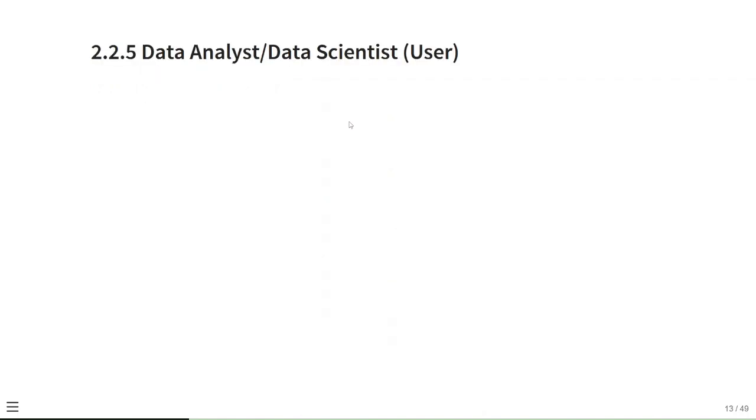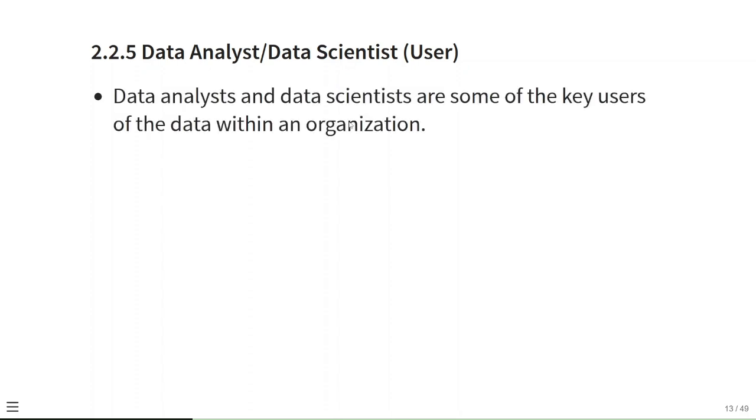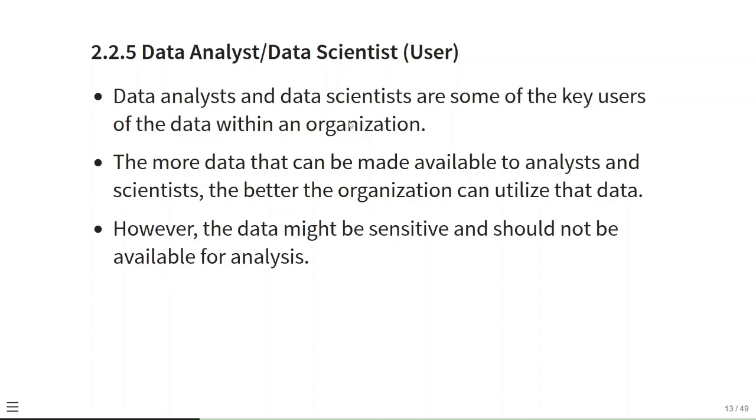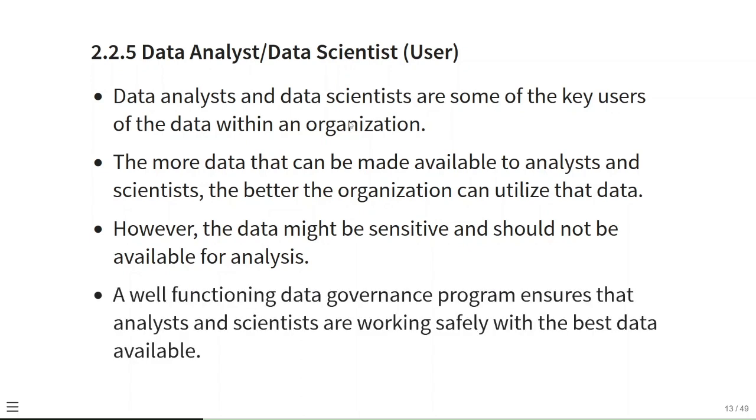The data analyst and data scientist hats belong to the user category, and data analysts and scientists are some of the key users of the data within an organization. The more data that can be made available to analysts and scientists, the better the organization can utilize that data. However, the data might be sensitive and should not be available for analysis. A well-functioning data governance program ensures that analysts and scientists are working safely with the best data available.